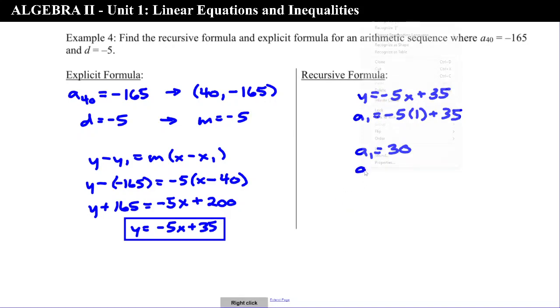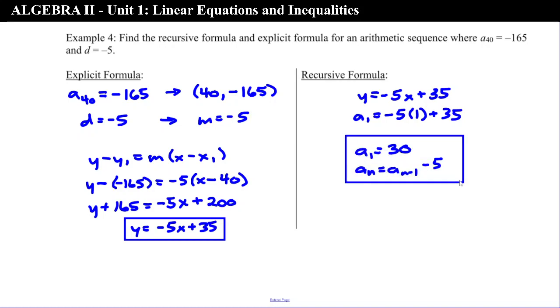And our second line of our recursive formula is going to be a sub n equals a sub n minus 1 minus our common difference, which is 5, or plus our common difference of negative 5, which gives us minus 5 on the end. Okay, so this would be our recursive formula. Again, a recursive formula is going to have 2 lines as part of that formula.